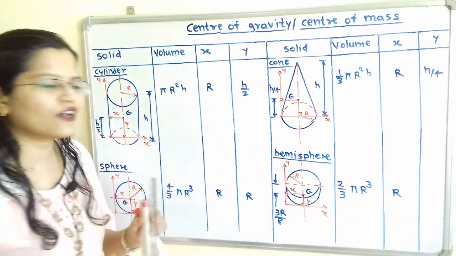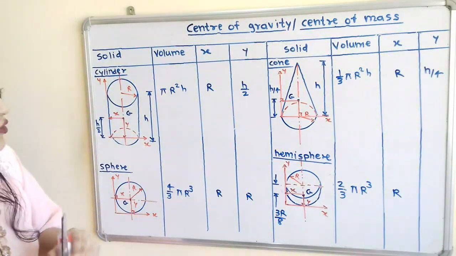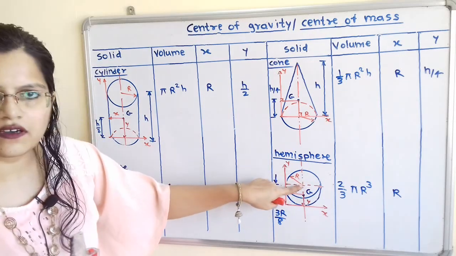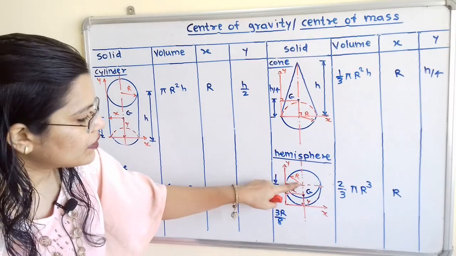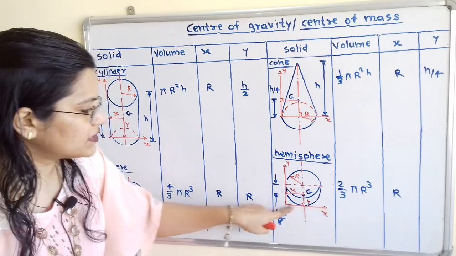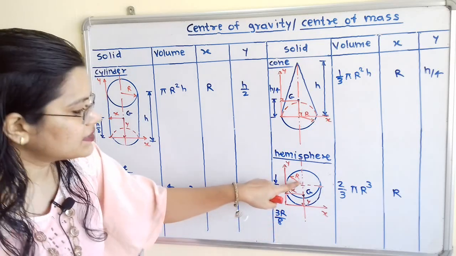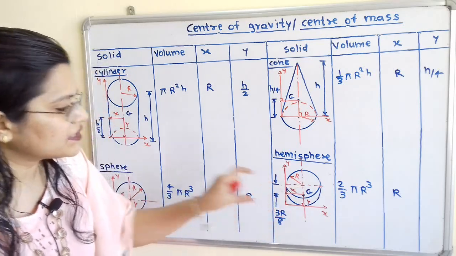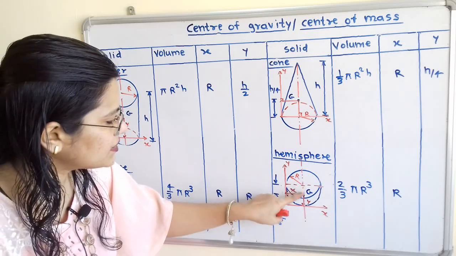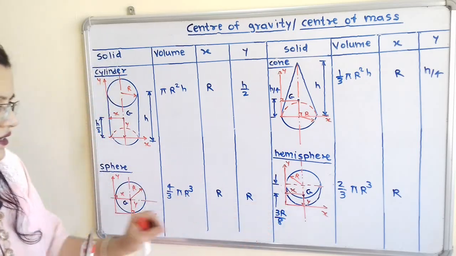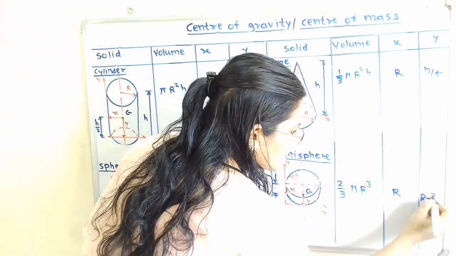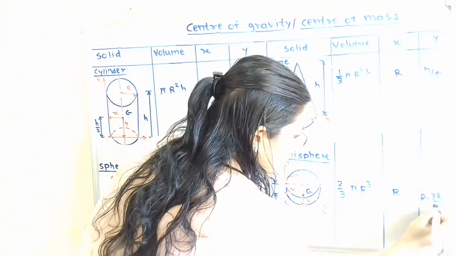Then how to find out the value of y? If we observe from the center of this circle, which is at the top, up to this bottom point, which is the x-axis, then this vertical distance is equal to radius r. So r minus this distance 3r by 8, that is the value of y. So I will write here r minus 3r by 8.